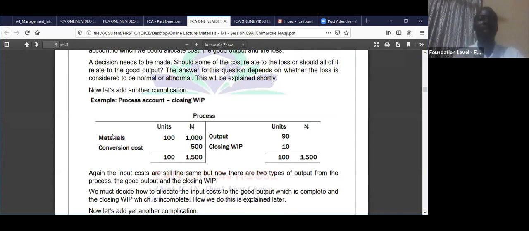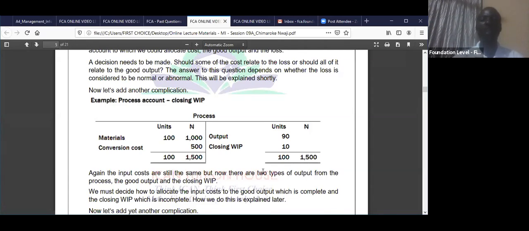Now let's look at another complication that we are going to add here. So you see now that the left-hand side is still the same, but now only 90 products out of the 100 were finished. Only 90 were finished, and 10 are still in process. Then we have 1,500. So now we must decide, how should we allocate this 1,500 between output and work in progress?